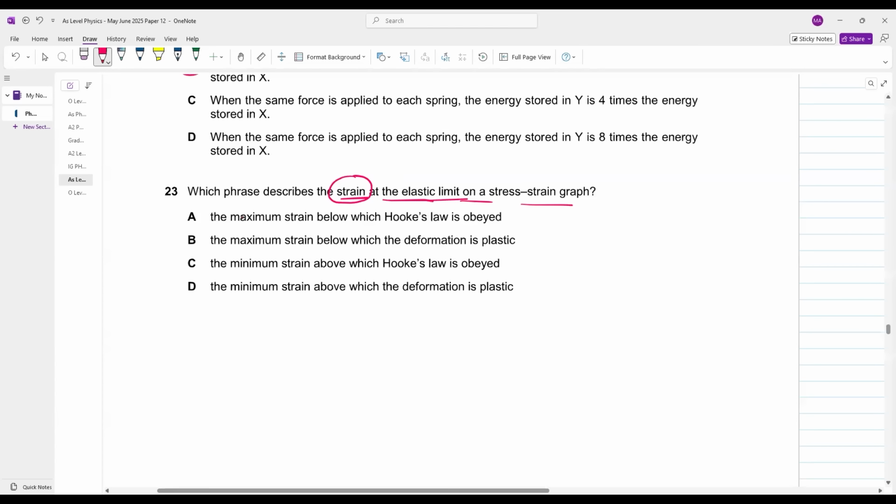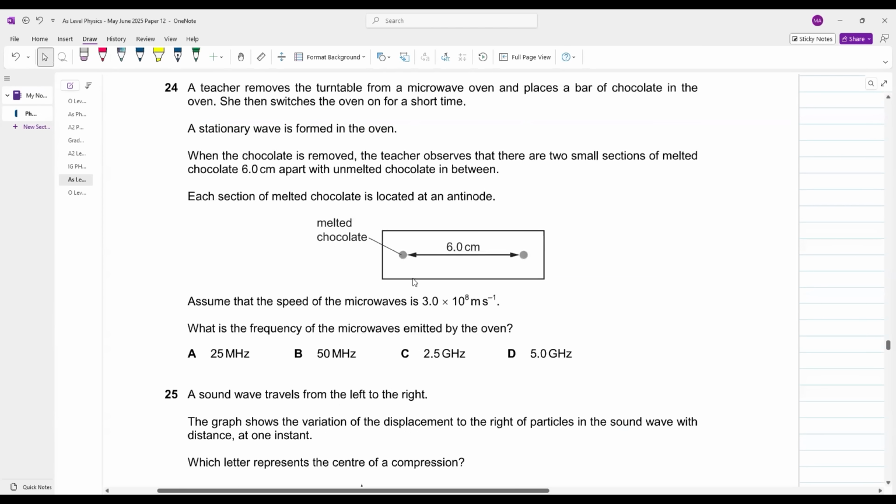The maximum strain below which Hooke's law is obeyed? No. The maximum strain below which deformation is plastic? No. The minimum strain above which Hooke's law is obeyed? Yes. The strain at the elastic limit can be defined as the minimum strain above which plastic deformation will start. If your strain goes beyond this, your plastic deformation has started.